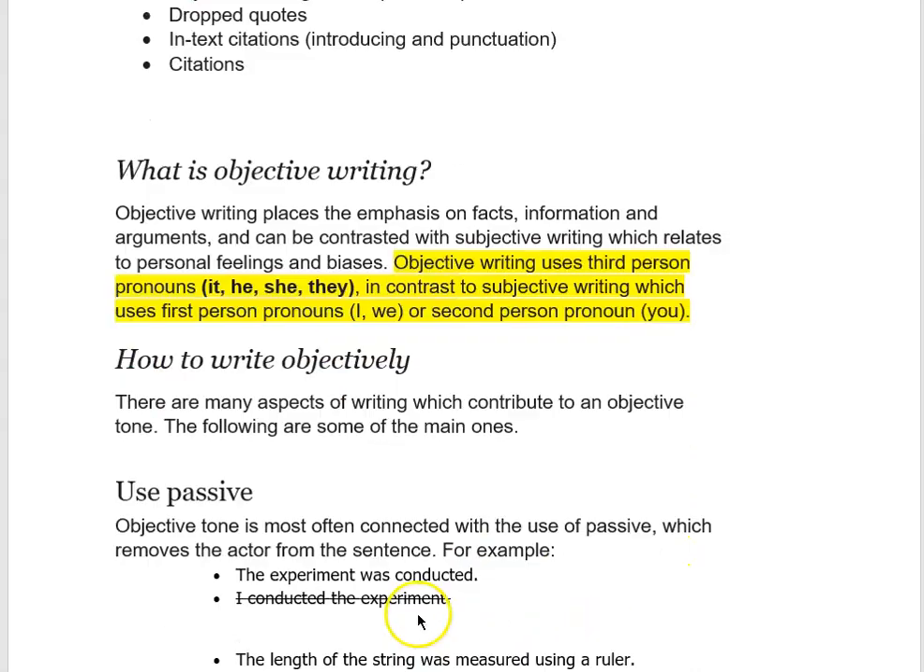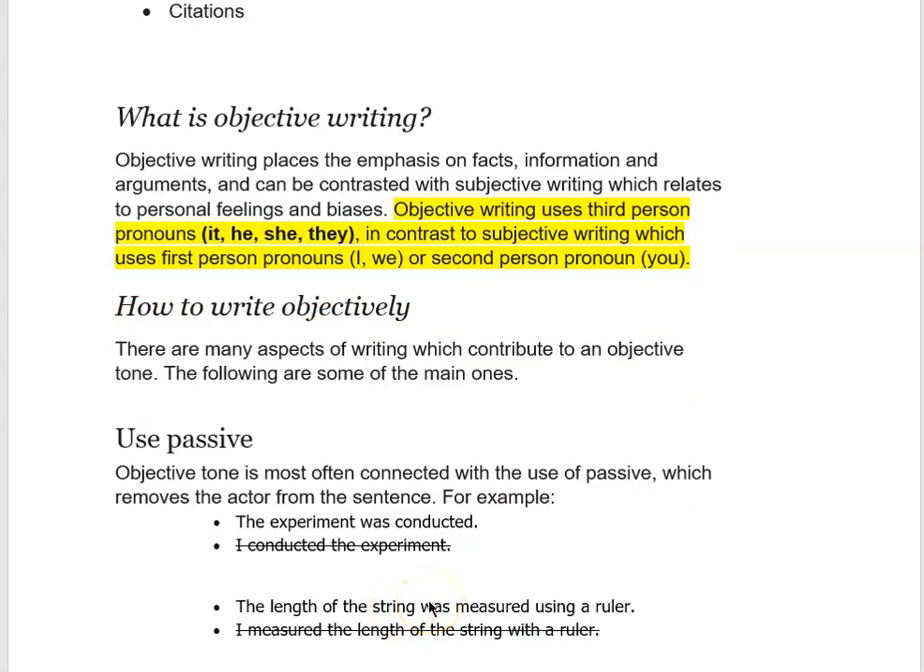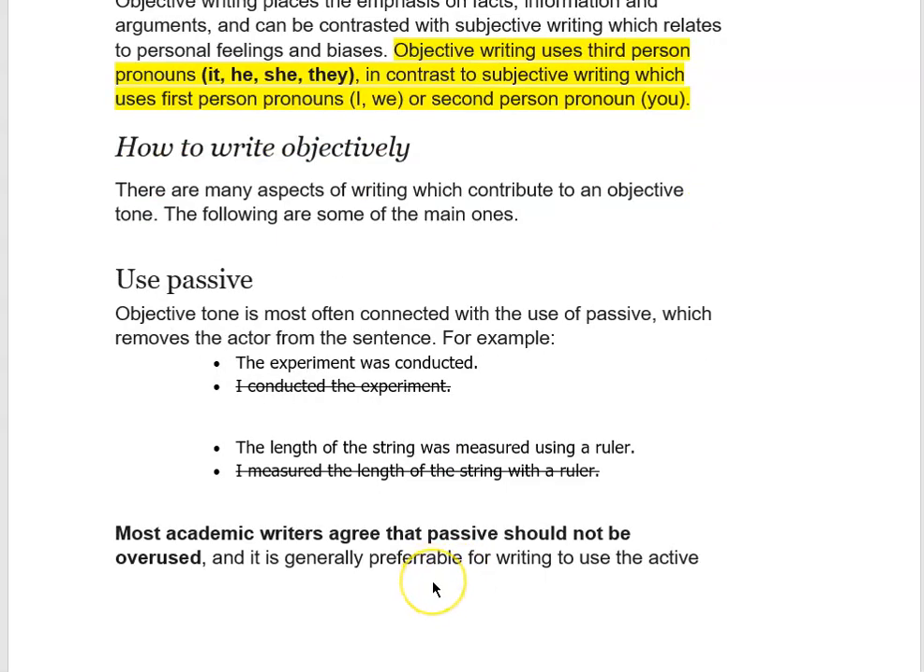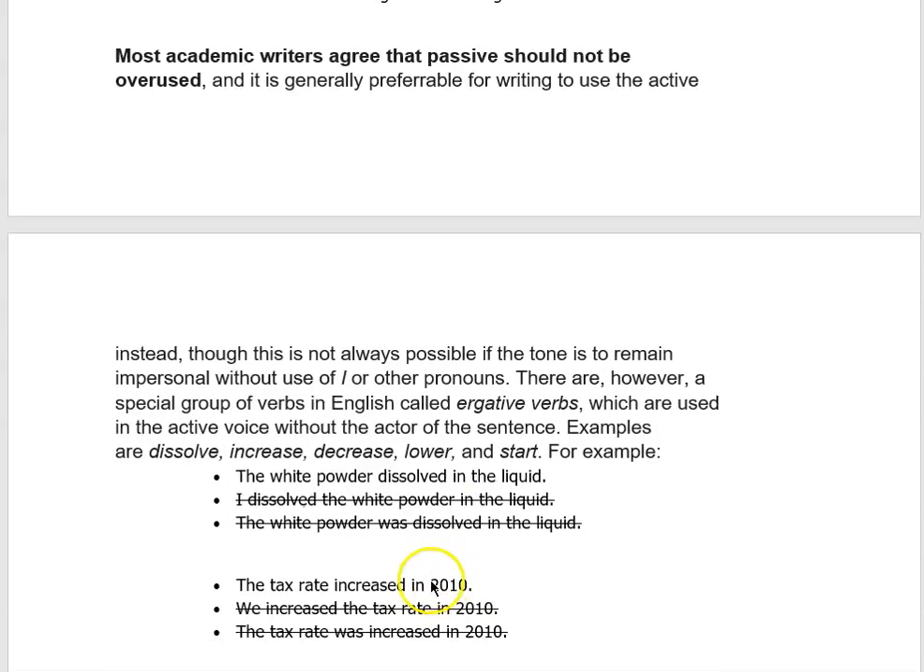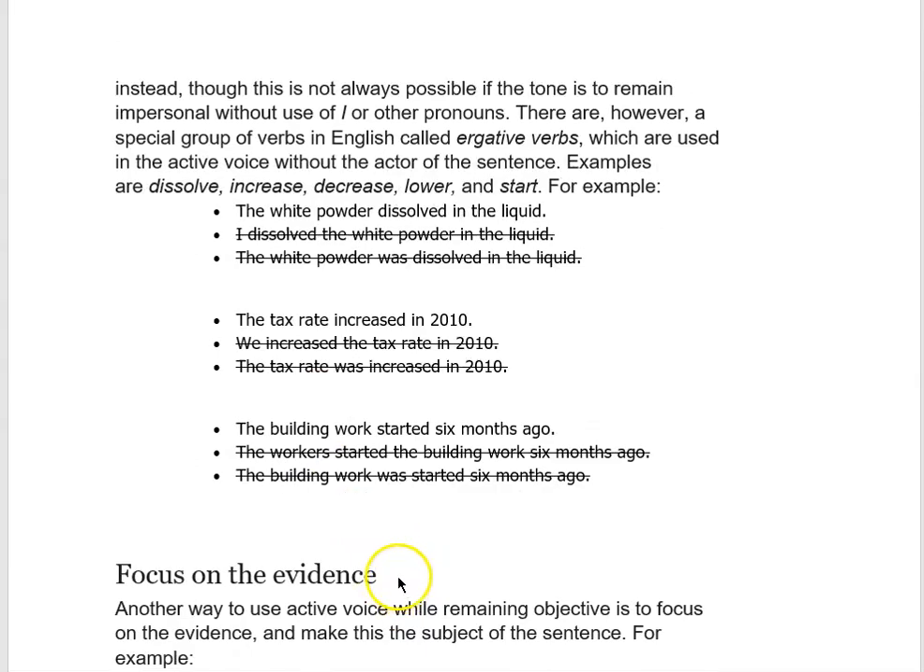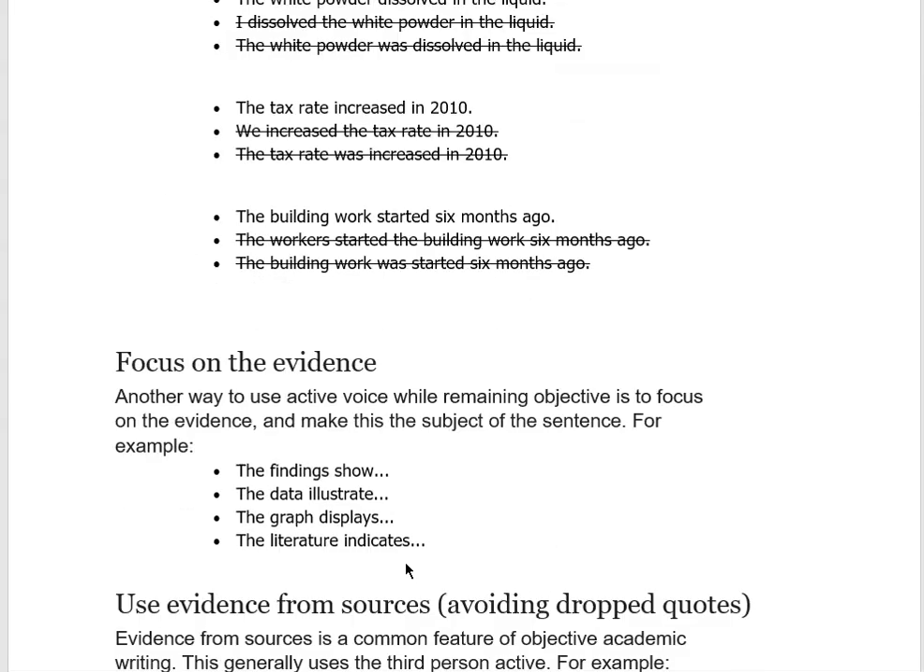Okay. So how to write objectively, I give you some hints here on how to use passive tone, when to use passive tone. Most of the time, the only people that will ever use passive tone are scientists. Everyone else will use active voice. All right, and here are some examples on how to use passive tone versus active voice and where it works.